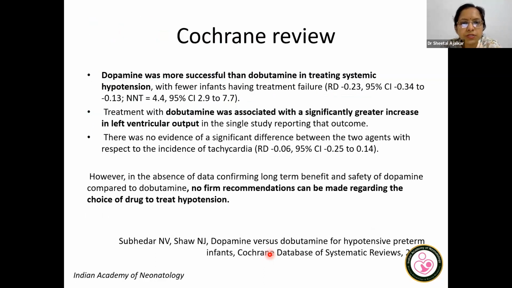The Cochrane review also says dopamine was more successful than dobutamine in treating systemic hypotension, and that dobutamine was associated with a significant increase in the left ventricular output. But there is no data on the long-term benefits of dopamine compared with dobutamine. So if we ask which is better, there is no firm recommendation regarding the choice of drug to treat hypotension. So again, we are at a gray area.